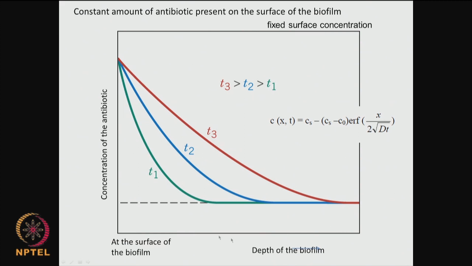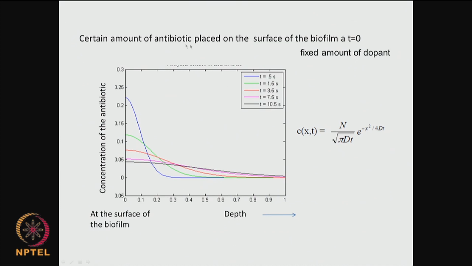Now, it is mathematically represented in this form: concentration as a function of x and t, where Cs is the concentration at the surface, a constant surface concentration, and this is how it is given. The relationship is given like this, where D is the diffusion coefficient, t is the time, and x is the depth. Now, you can have another situation, where a certain amount of antibiotic is placed on the surface of the biofilm at time equal to 0, that is, a fixed amount of dopant.